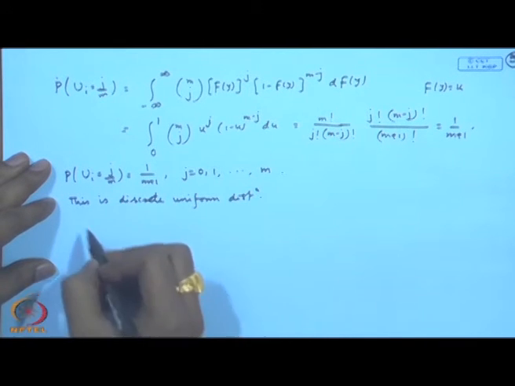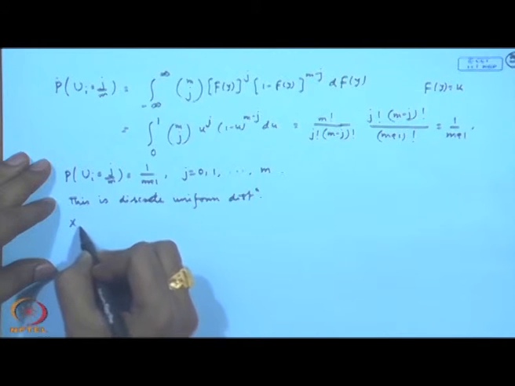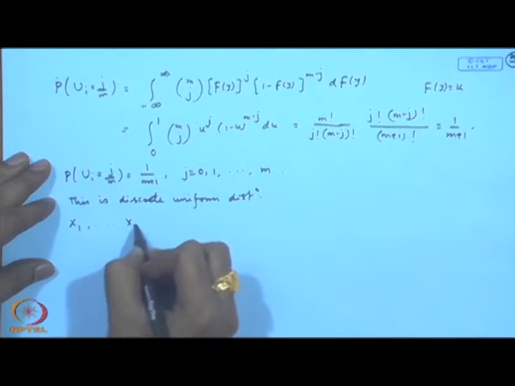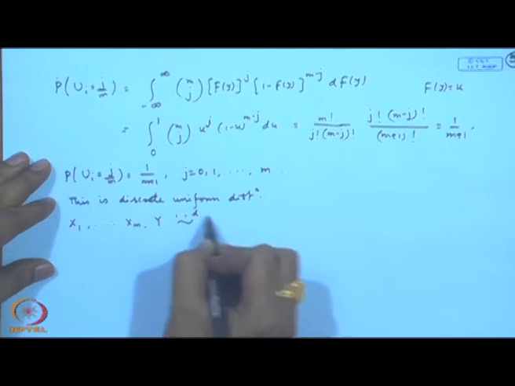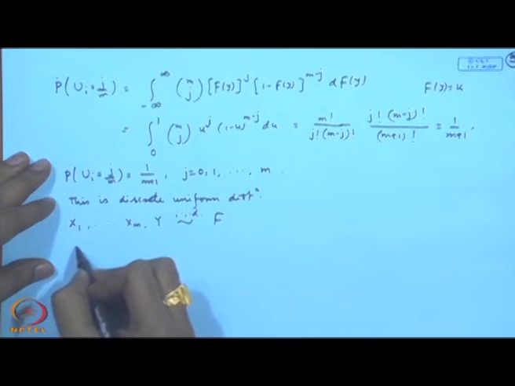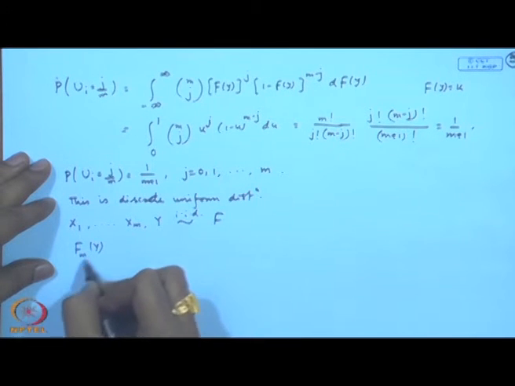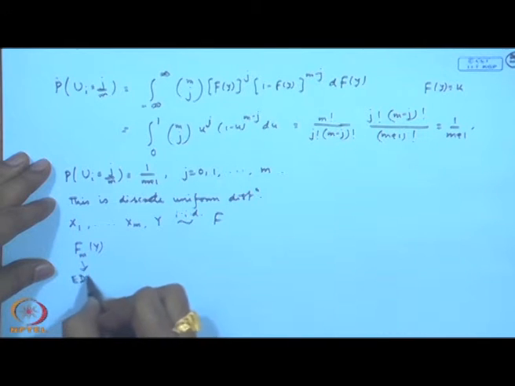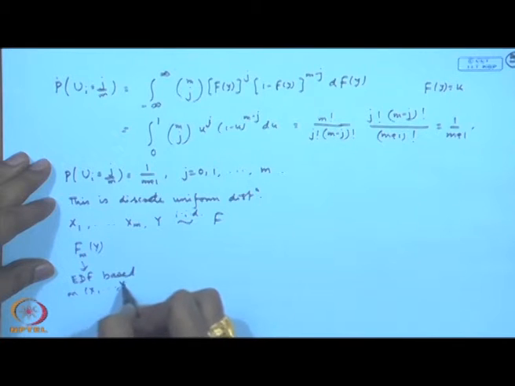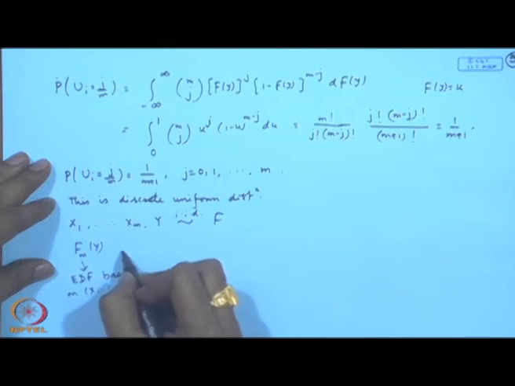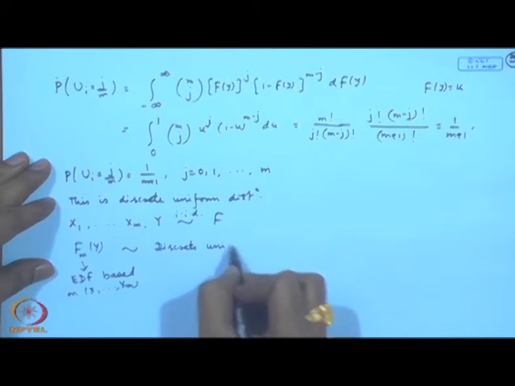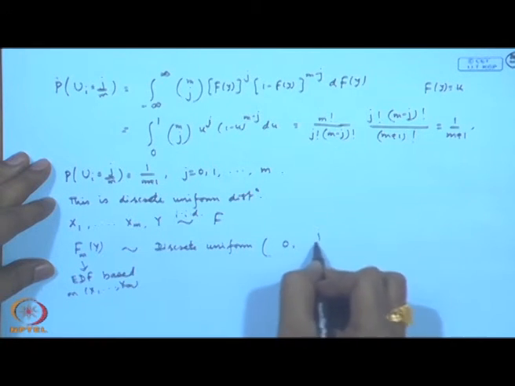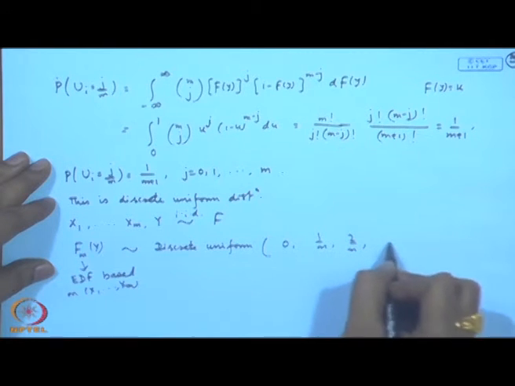So, what we are saying is something like this. If I am considering x 1, x 2, x m and y, they are from the same distribution f, and if I consider f m of y, where this is the empirical distribution function based on x 1, x 2, x m, then this is actually having discrete uniform on 0, 1 by m, 2 by m and so on.